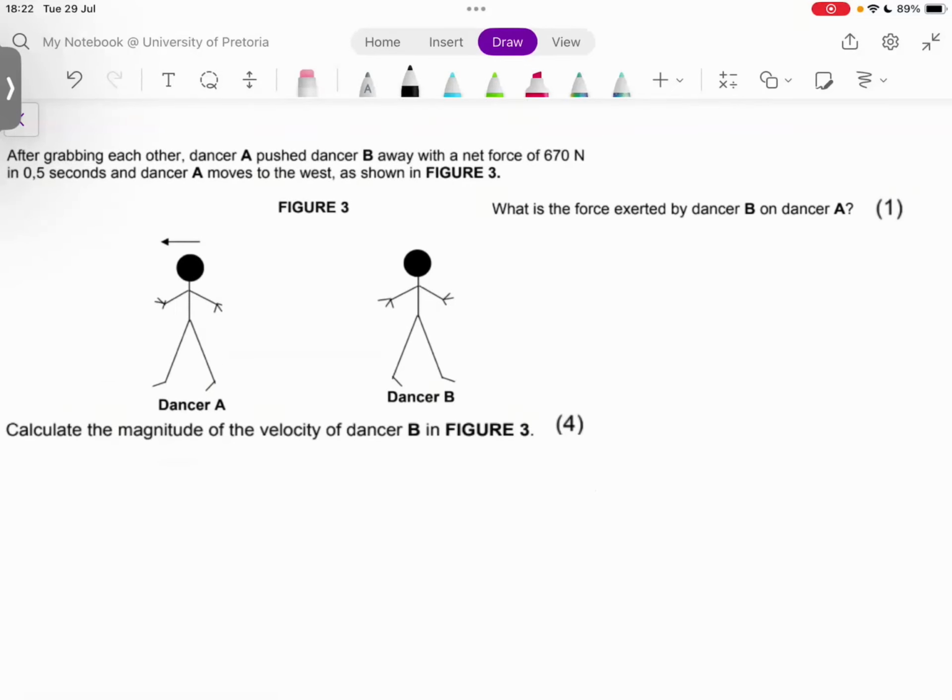After grabbing each other, dancer A pushed dancer B away with a net force of 670 newtons in 0.5 seconds. And dancer A moves west as shown in figure 3. First of all, let's answer this question over here. What is the net force exerted by B on A?